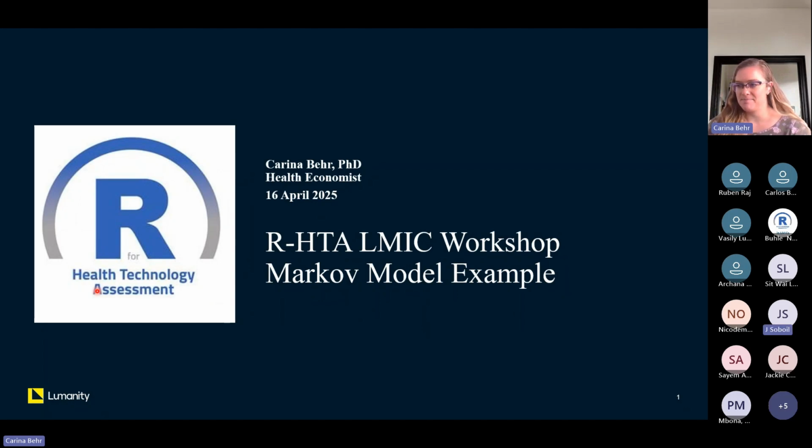Thanks, Green. Yeah, so firstly, my name is Carina Ber. I am a health economist at Humanity, working basically as a kind of consultant for multiple pharmaceutical companies and working with HTA submissions all across the world, and sometimes global HTA or global cost-effectiveness models as well.